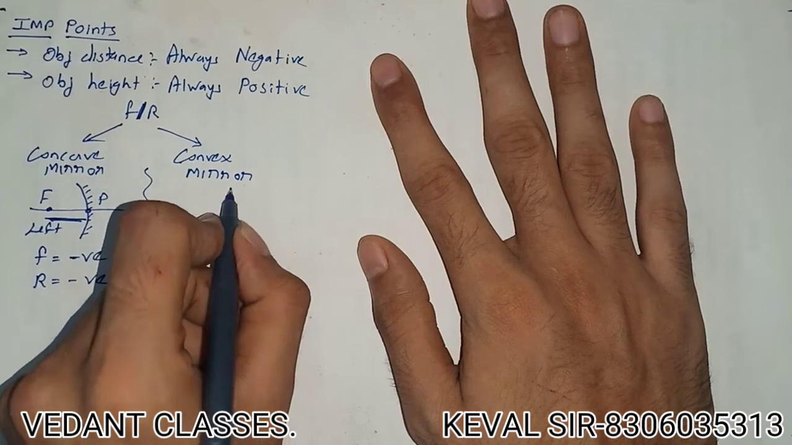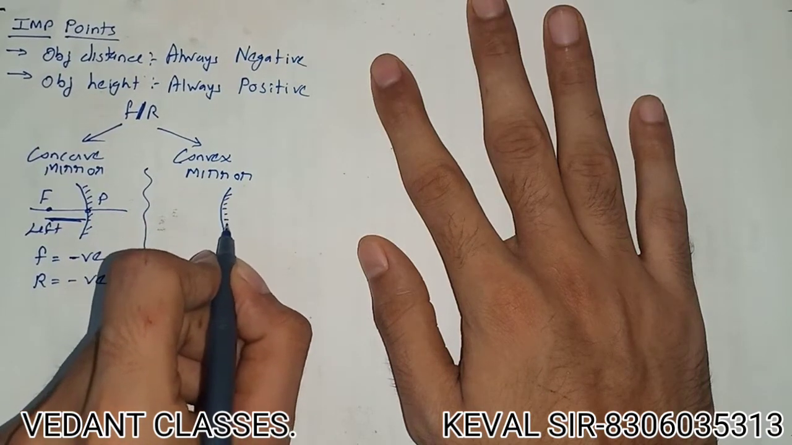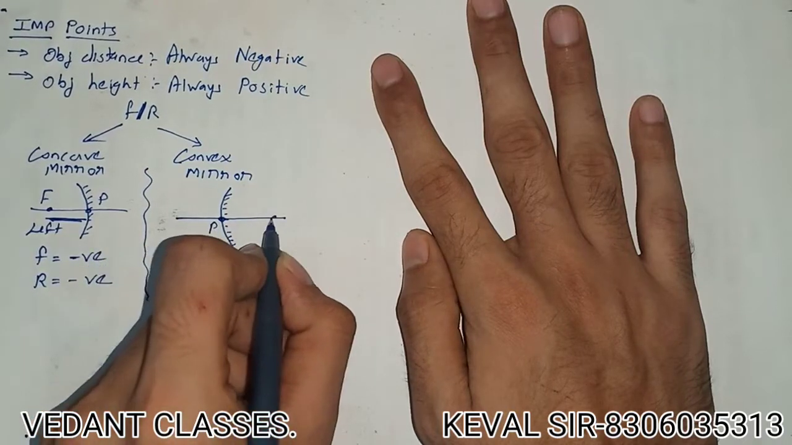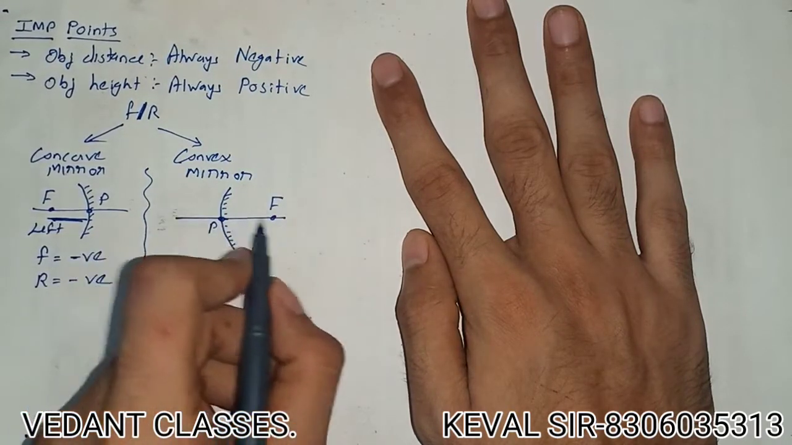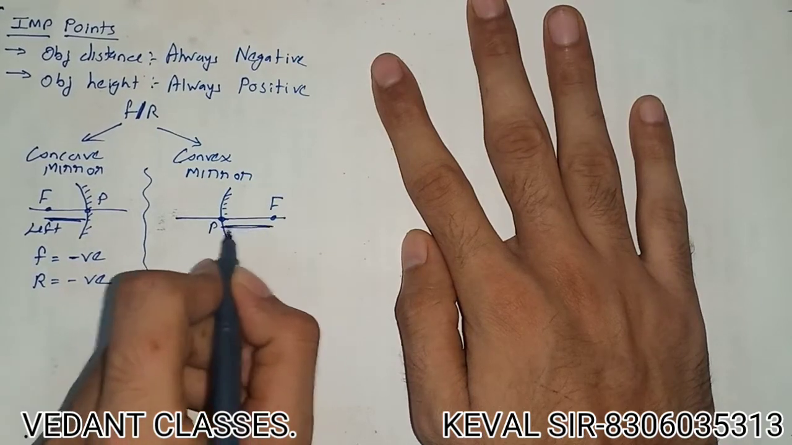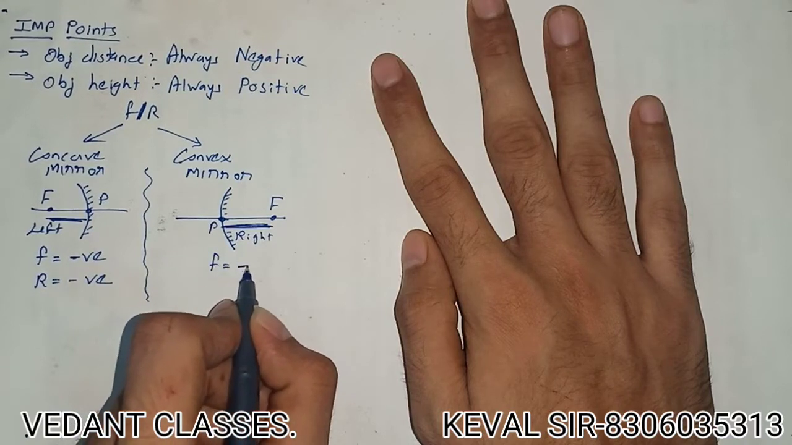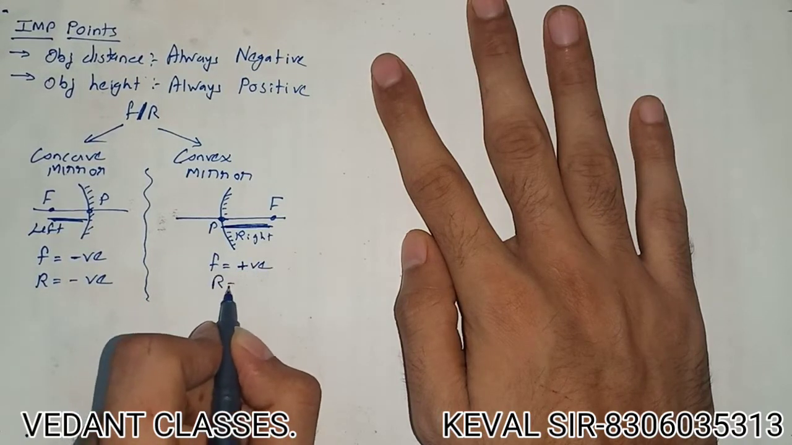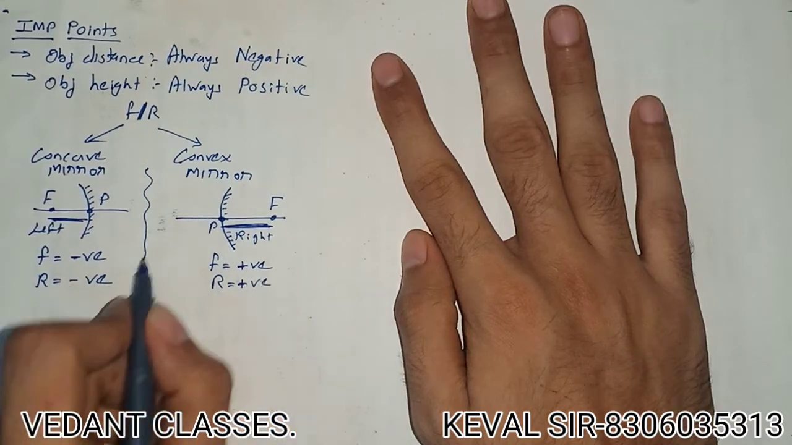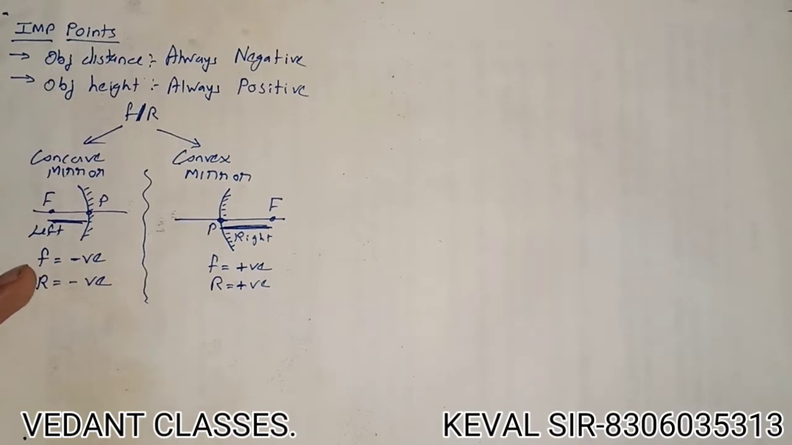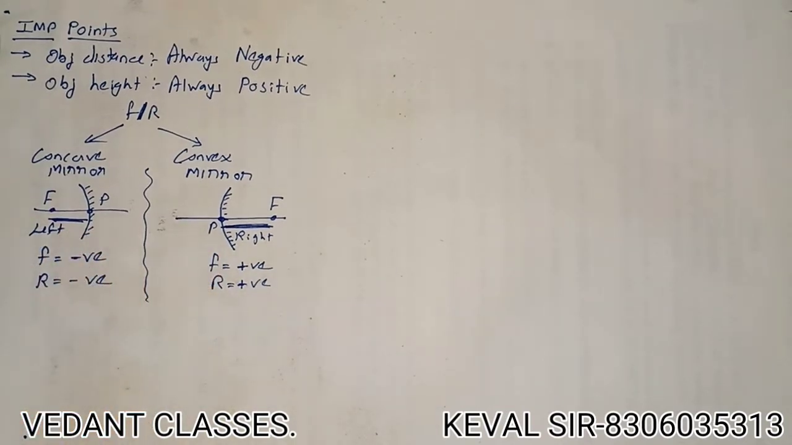Now in case of convex mirror, you can see that here pole will be there and focus will be there. It has a virtual focus, that we have discussed, right? So it is on the right part. So focal length for the convex mirror is always positive and radius of curvature will also be positive, as R equals 2F. So if F is negative, then R will be negative, and if F is positive, then R is also positive. Okay, so these are the important notes that one should remember for the sign convention.